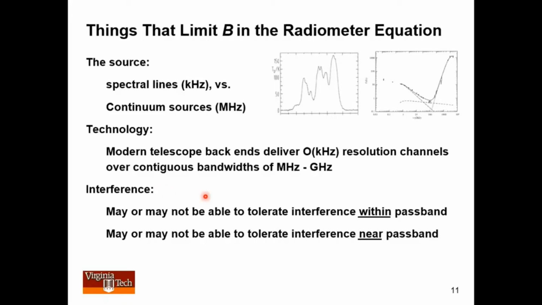You may or may not be able to tolerate interference within the passband. So you may have to have a passband which, to your ability to determine, is clear of interference. That might limit where you can observe and how wide a bandwidth you can use. Of course, you may not be able to tolerate interference near the passband if you're linearity limited, if the filtering is not sufficient. These 2 things together may limit the range available to you to observe, even if you're looking at an object that's emitting across the entire radio spectrum.